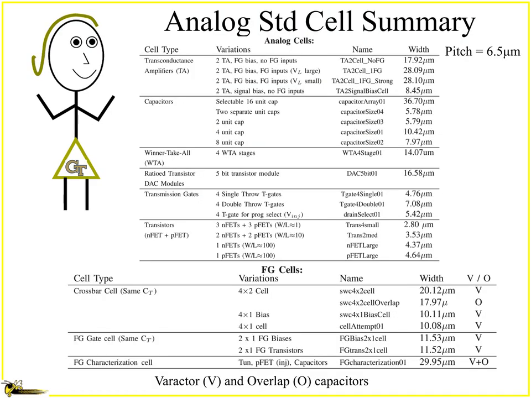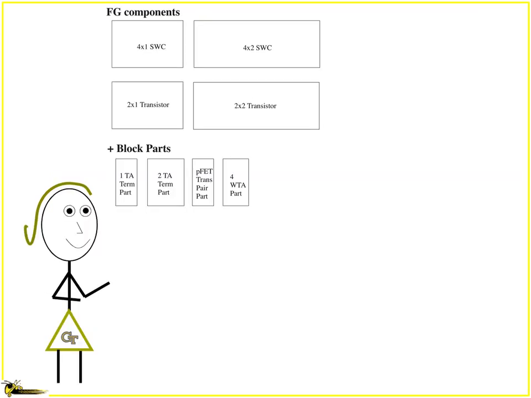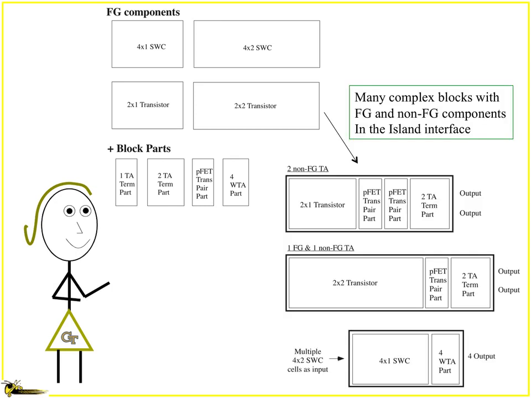And so after that, there's a whole bunch of other elements that you can start putting in: transconductance amplifiers, caps, a winner-take-all core block, transistors, and so forth. This gets set up by taking floating gate components and other block parts and pulling them together into a complex block with a bunch of floating gate and non-floating gate elements, in what is an island interface, where you have different parts.